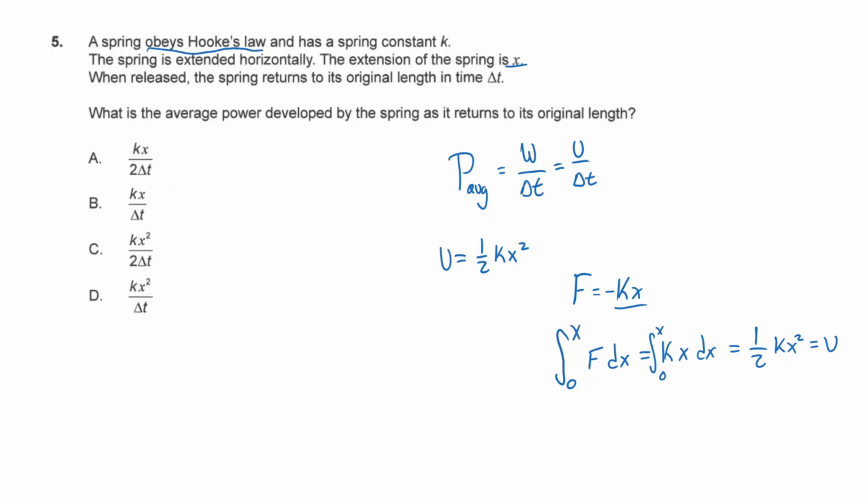But since it does apply, all we have to do is substitute it into our power equation. So what we have is 1/2 kx squared divided by delta t, and that simplifies to kx squared divided by 2 delta t. So that is answer choice C.